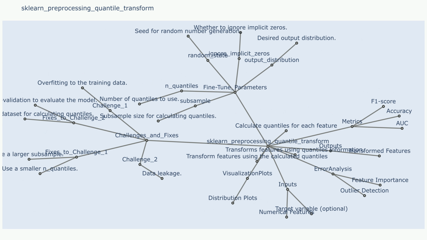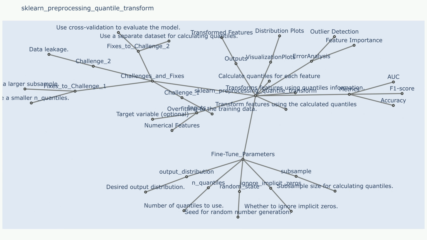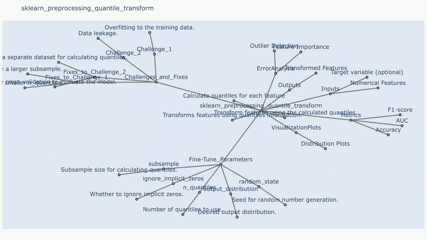Challenge 2. Description: handling of outliers. The quantile transform can be sensitive to outliers, as they can significantly influence the ranking and transformation process. This can distort the resulting distribution, leading to inaccurate transformation. Sample use case. In a medical dataset with blood pressure readings, a single very high blood pressure value could significantly impact the transformation of the entire feature, leading to an inaccurate representation of the blood pressure distribution.